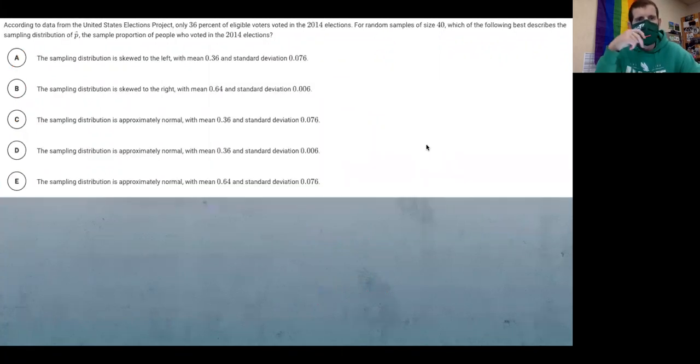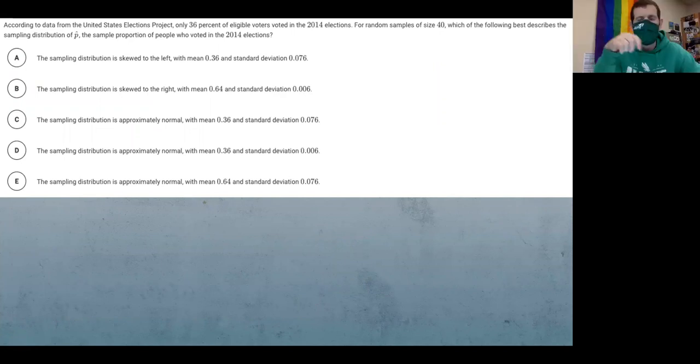Let's see if this one's worth talking about. Okay, this is asking two different things here. The first thing it's asking us to do is just calculate the mean and the standard deviation. And it says that only 36% of eligible voters voted in the 2014 election. For a random sample of size 40, describe the sampling distribution of this.